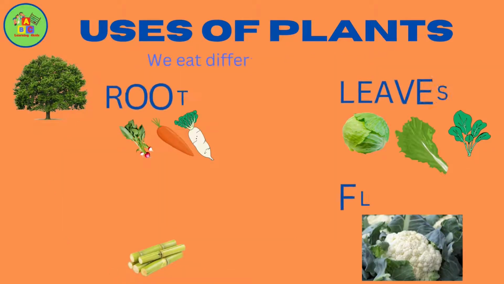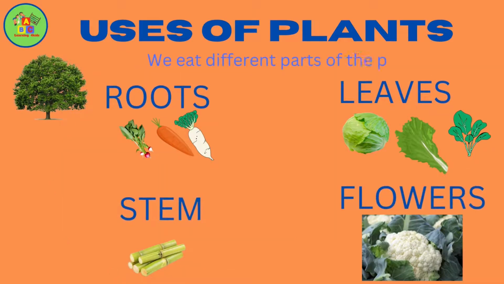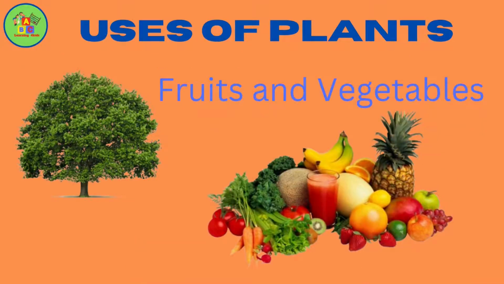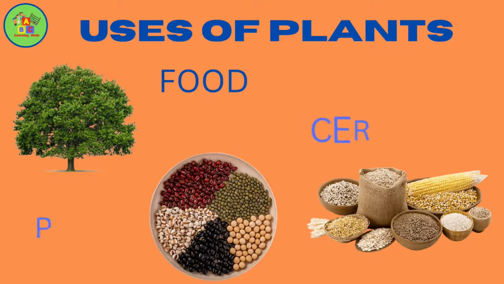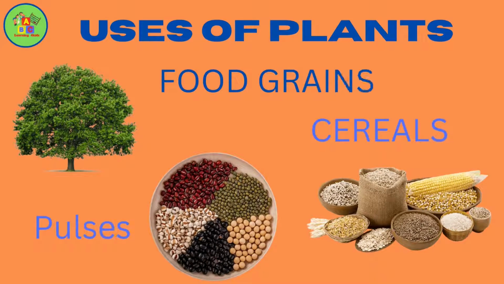We eat different parts of the plants. Roots, leaves, stem, flowers, fruits and vegetables. Food grains, cereals, pulses.